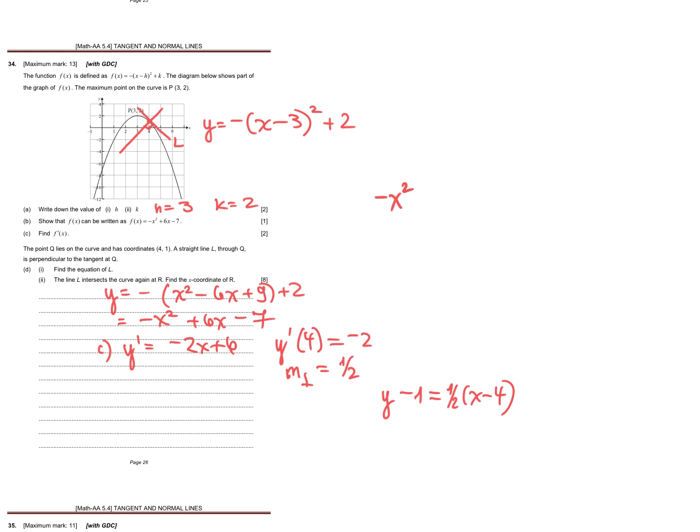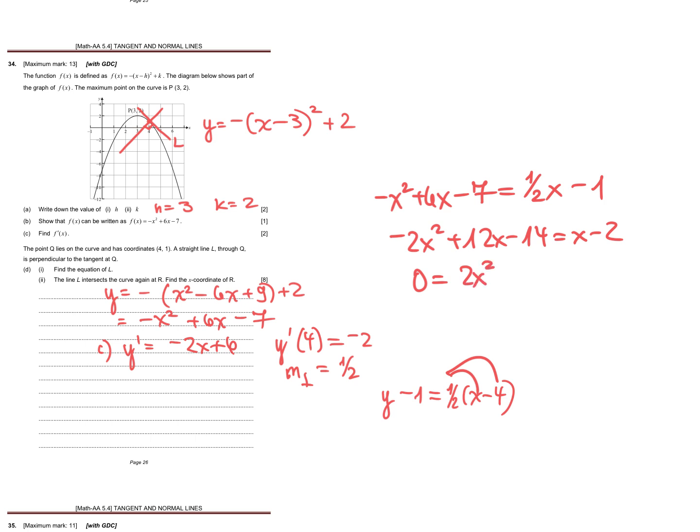So we're going to have negative x squared plus 6x minus 7 equals, I'm just going to distribute, 1/2 x minus 2 and then plus 1. So minus 1 here, okay? So I'm just going to multiply by 2 first off, and then get it equal to 0, and then factor.